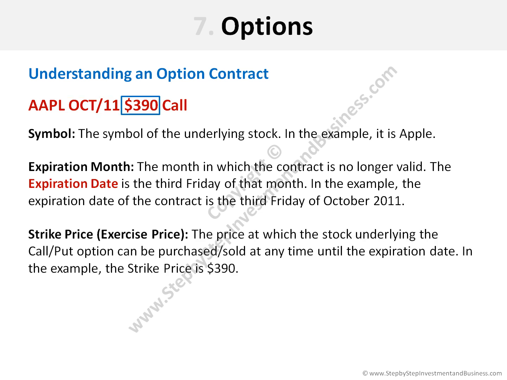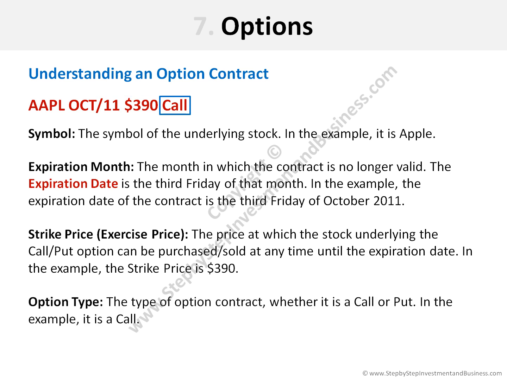Then, it is indicated what is known as strike price or exercise price. It is the price at which the stock underlying the call or put option can be purchased or sold at any time until the expiration date. In the example, the strike price is $390.